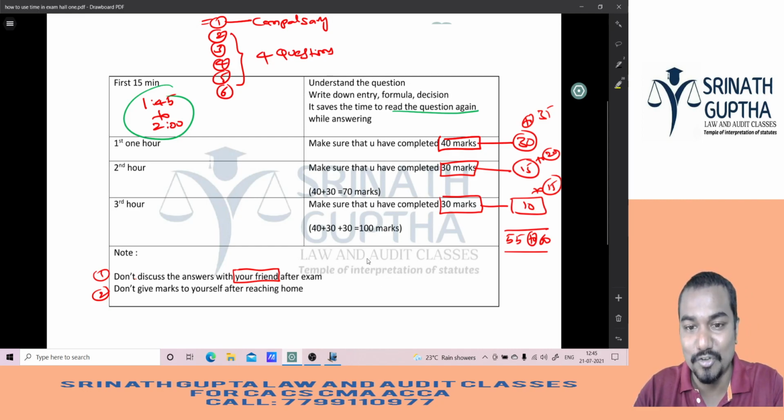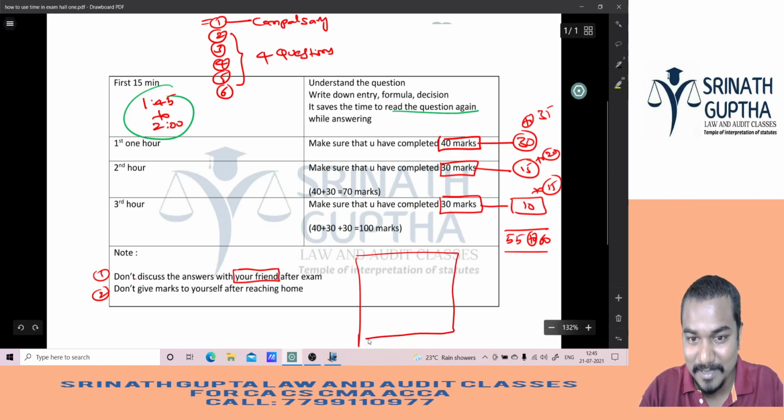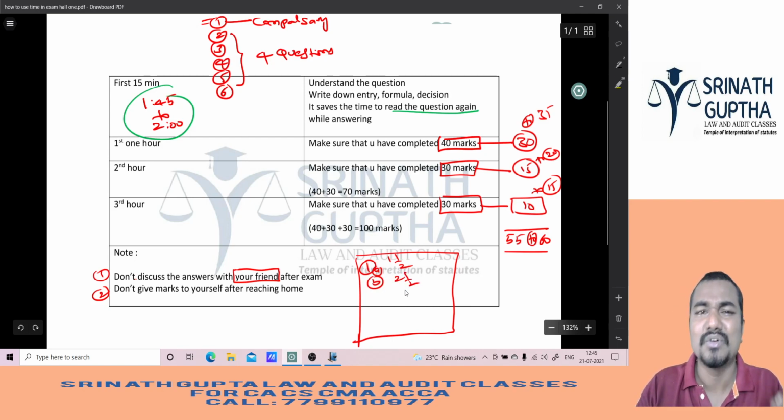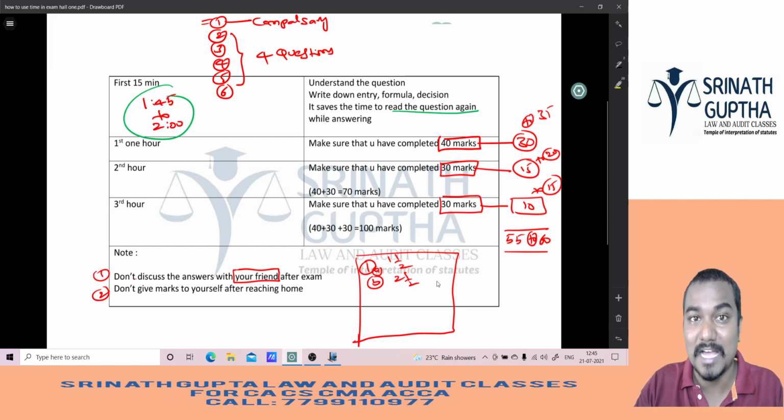Some students, what they will do, beta. So accounts exam is over. Next day is the law exam. Without focusing on the law exam, what they will do? So this is the question paper. 1A, 2 marks, I may get 1.5 marks. So 1B, 4 marks, I may get 2.5 marks. Don't give marks for your question paper, beta. Don't do this thing, because you may get fewer marks as per your evaluation. It will disturb the next papers, beta.